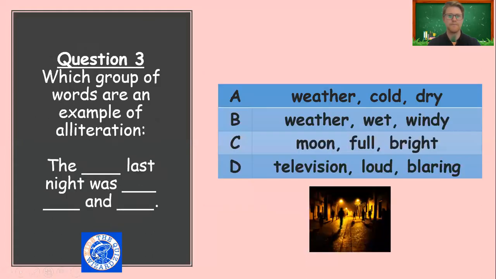Question number 3 is an English question. You've got some options here in the table. So, which group of words are an example of alliteration? A: The weather last night was cold and dry. B: The weather last night was wet and windy. C: The moon last night was full and bright. D: The television last night was loud and blaring. A, B, C, or D?